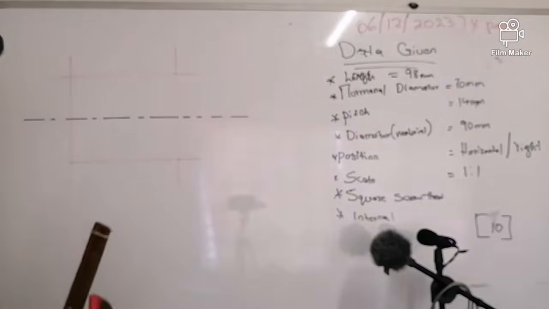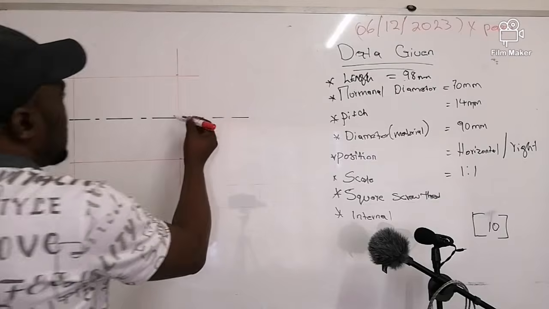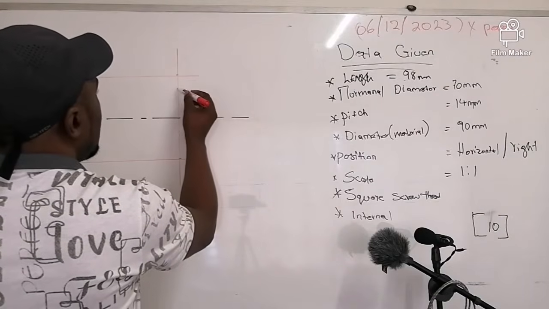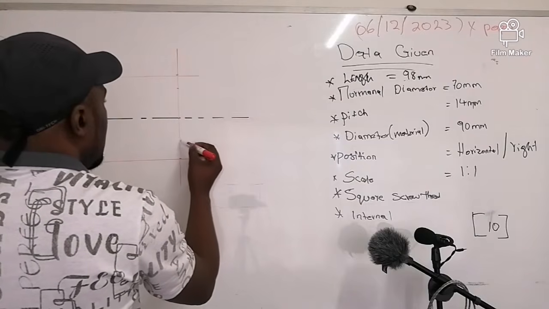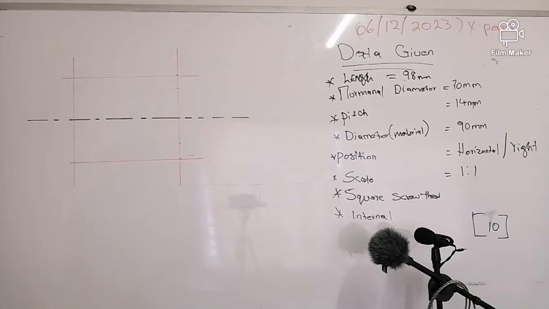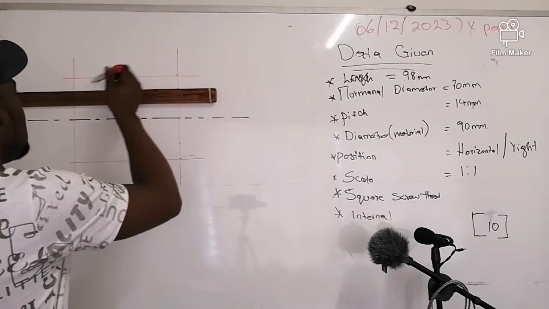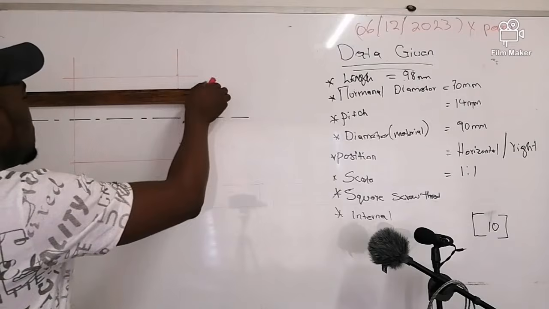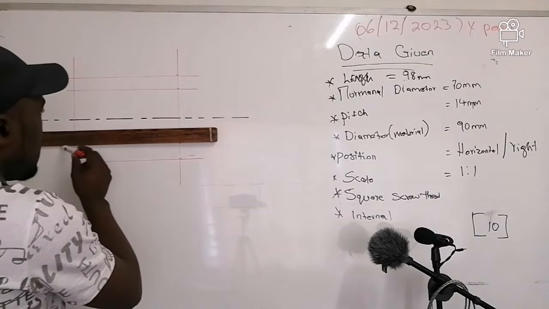You divide 70 by 2, and you are getting 35. So from here till there is 35 millimeter, and from here till there, 35 millimeter, from your center line. So there you go, we've gotten this. Then after that, there you go.